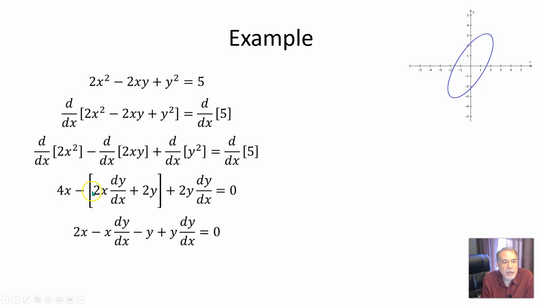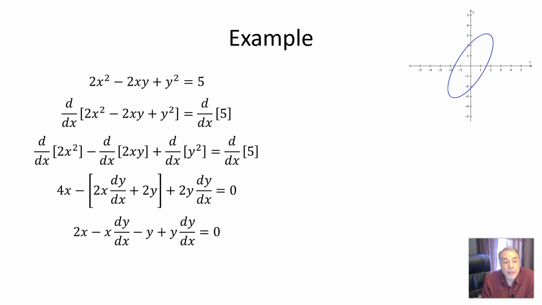So now I am going to distribute that minus sign, and I don't have to do this right now, but it'll make things a little easier. I notice that every term has a factor of 2, so I'm just going to go ahead and divide both sides of the equation by 2. Simplify things a little. So now I get 2x minus x dy dx minus y plus y dy dx equals 0. Okay, I'm done differentiating.